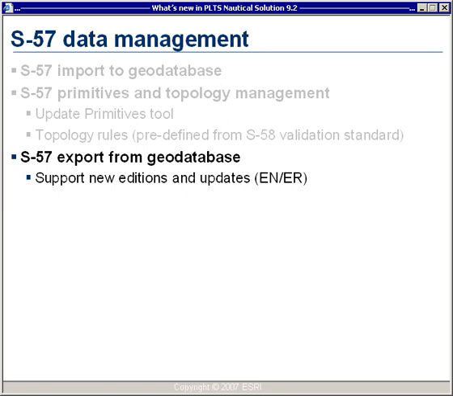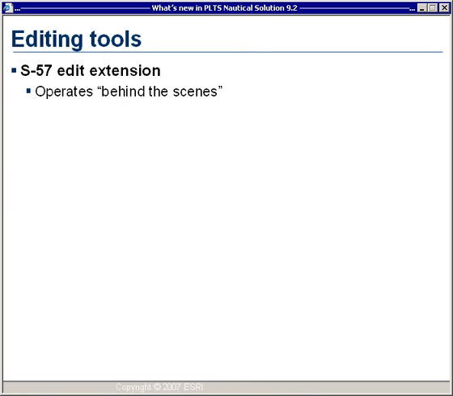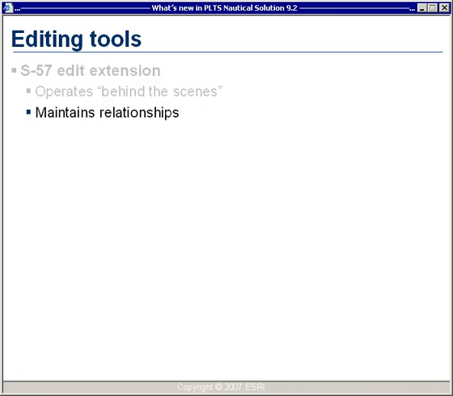When we talk about managing our data, it's important to look at some of the editing tools that are included with the Nautical solution. One of the most important editing tools is the S57 Edit extension. This isn't actually a tool that you see on a toolbar, and it's not represented by a tool button. It operates behind the scenes as we're editing our data. It helps us to maintain specific S57 relationships within our data.